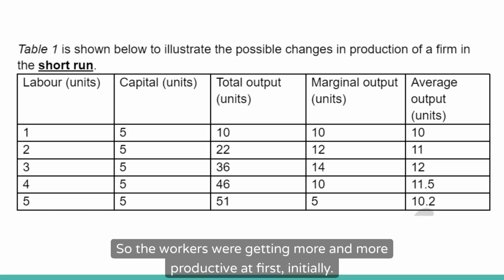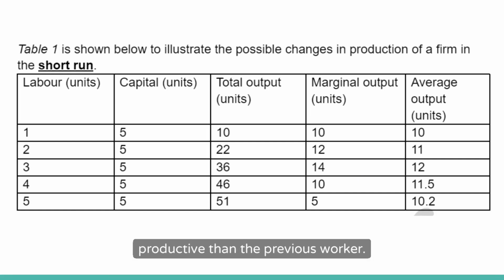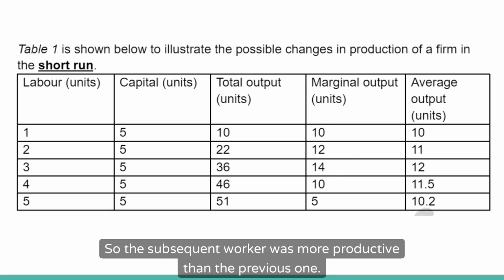So we can see that, first of all, in terms of the trend in productivity, the workers were getting more and more productive at first, right? Initially, in the first few units of production, the workers were actually getting more and more productive than the previous worker, right? So we can see that the marginal output was 10, and then 12, and then 14, right? So the subsequent worker was more productive than the previous one.